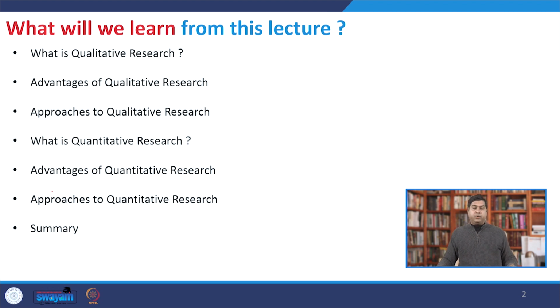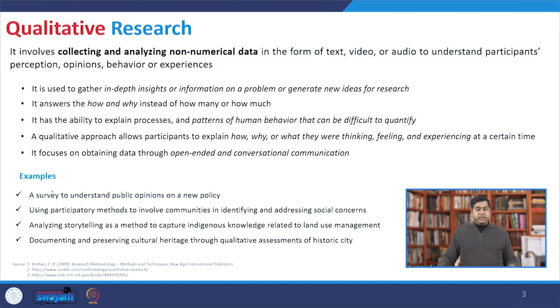Today, what we are going to learn from this lecture is a clear definition of qualitative research, the advantages of qualitative research and its application area, and approaches to qualitative research, the different ways by which we can do it. Then we move to quantitative research: its definition, the advantage of applying quantitative research in our domain, especially in planning and architecture, and approaches to quantitative research. After that, we'll summarize our learning. So let's get started with qualitative research.